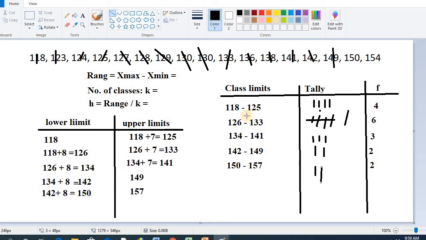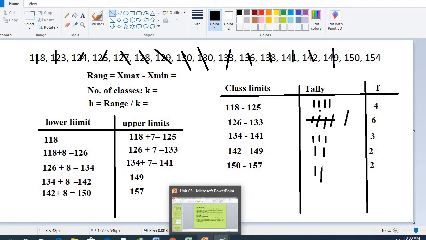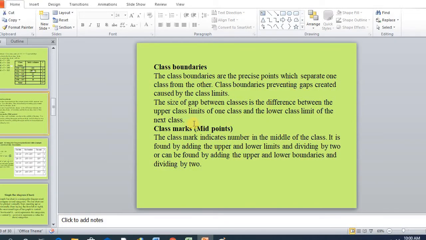Suppose we have 125.6, it is not appearing in this class, not appearing in this class. So a gap exists between these two classes, right? Similarly, if we have a value 133.8, not appearing in this class, not appearing in this class, so a gap exists in the class limits. These are discrete groupings. To make it a continuous grouping, we use the concept of class boundary.